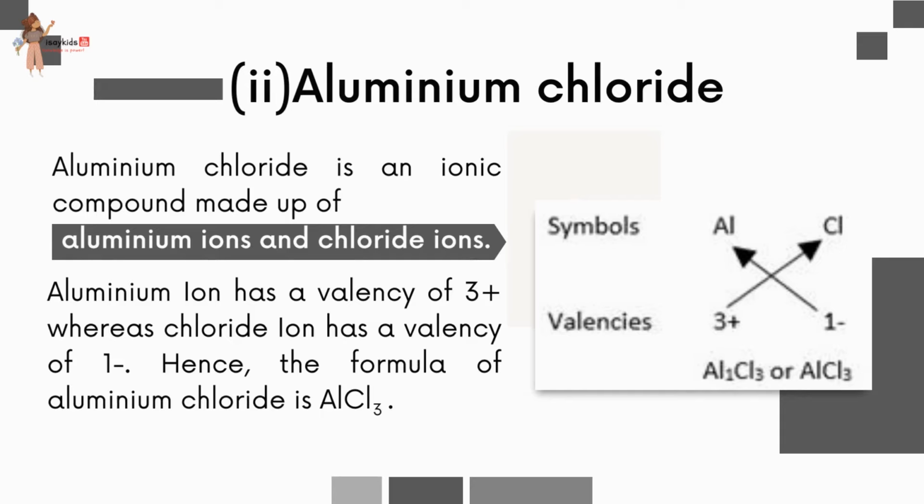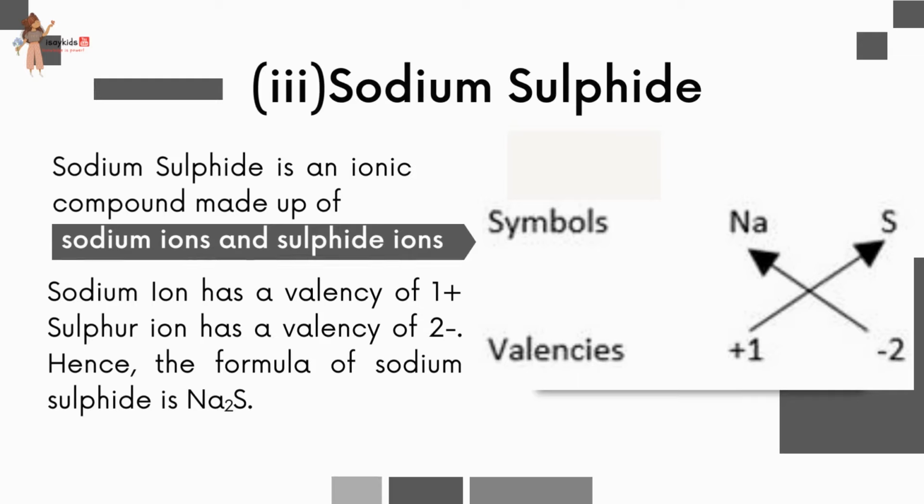Aluminium chloride is an ionic compound made up of aluminium ions and chloride ions. Aluminium ion has a valency of 3+, whereas chloride ion has a valency of 1-. Hence, the formula of aluminium chloride is AlCl3. Sodium sulfide is an ionic compound made up of sodium ions and sulfide ions. Sodium ion has a valency of 1+, sulfide ion has a valency of 2-. Hence, the formula of sodium sulfide is Na2S.